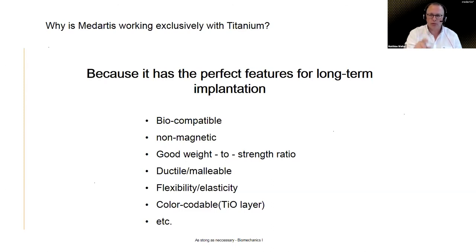A green screw is, for instance, in Medartis terms, a self-drilling screw. A blue plate, a blue screw is actually a locking construct, a golden plate, a golden screw, non-locking, and all those things you could not do with vitallium, cobalt, chrome, or steel, because these materials are always silver, doesn't matter what you do with them, okay? So it's not that easy.